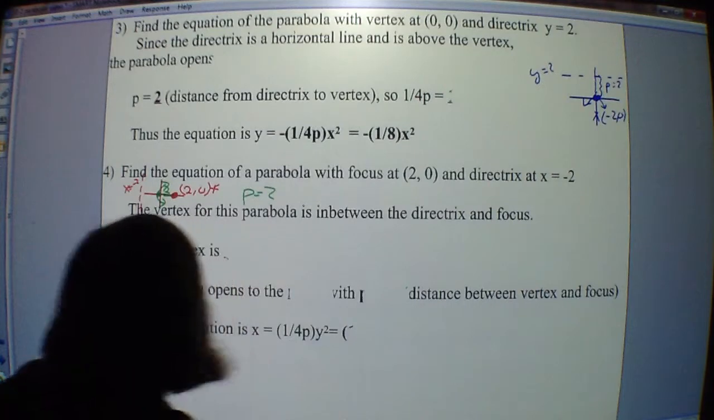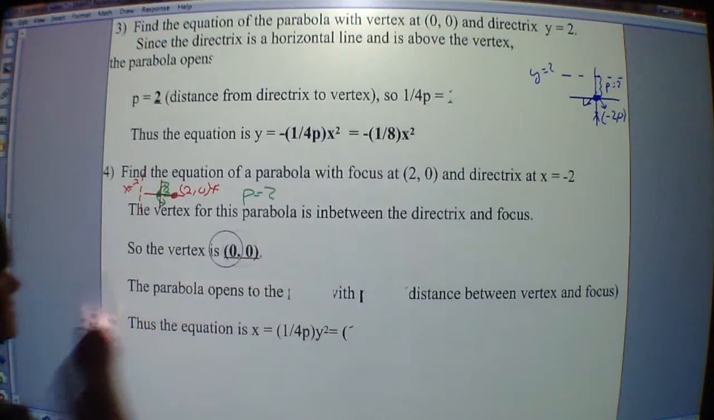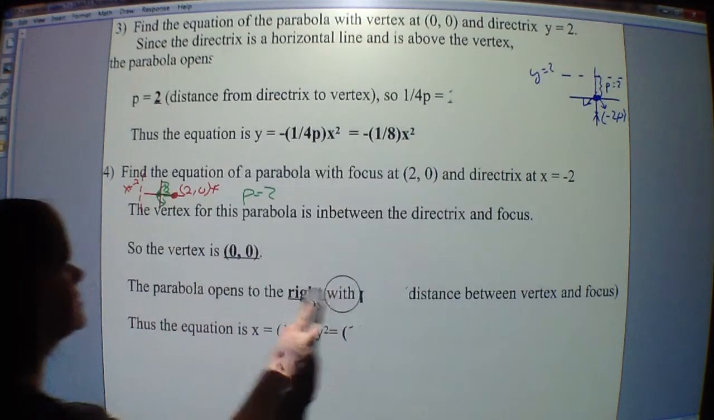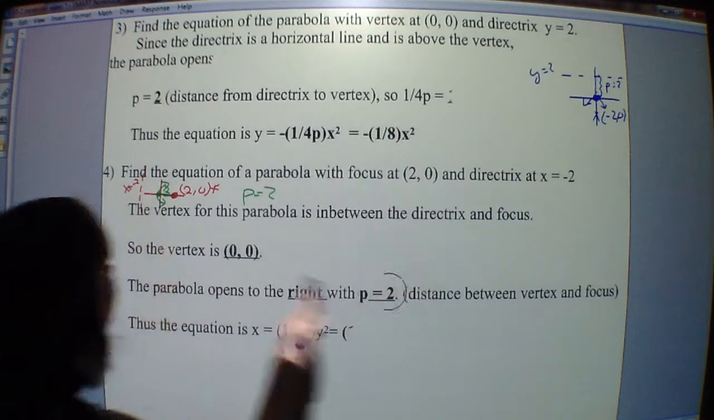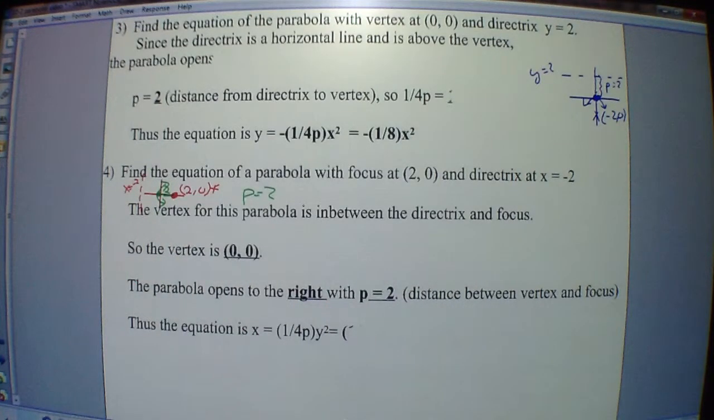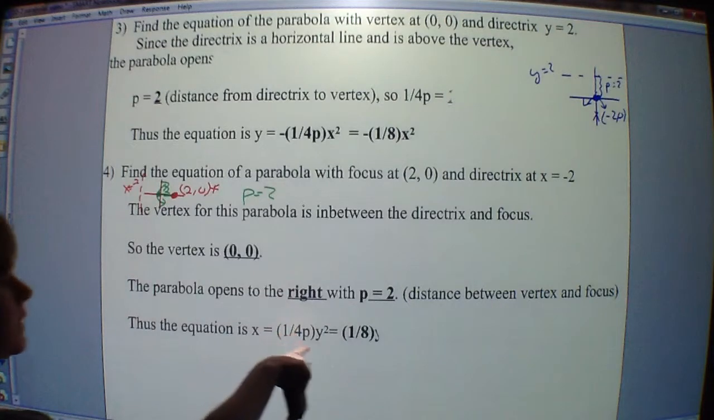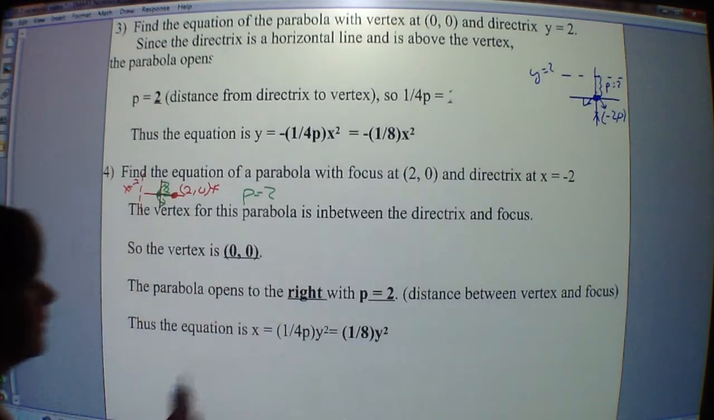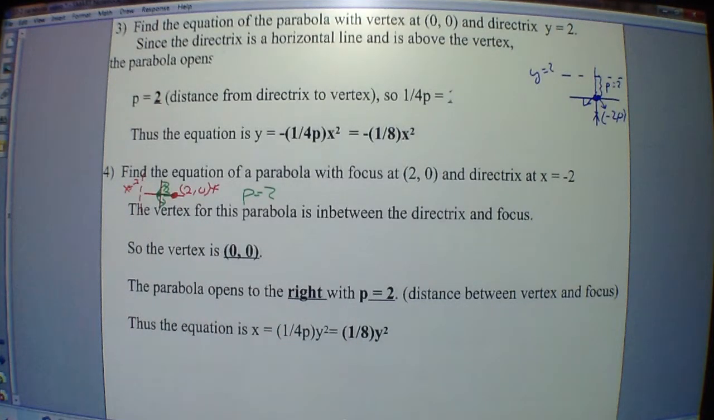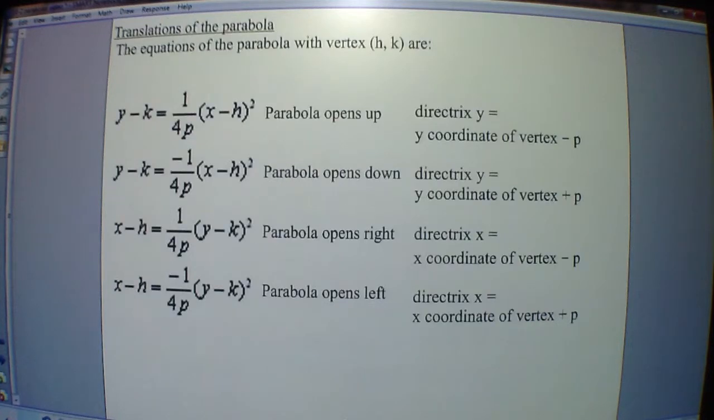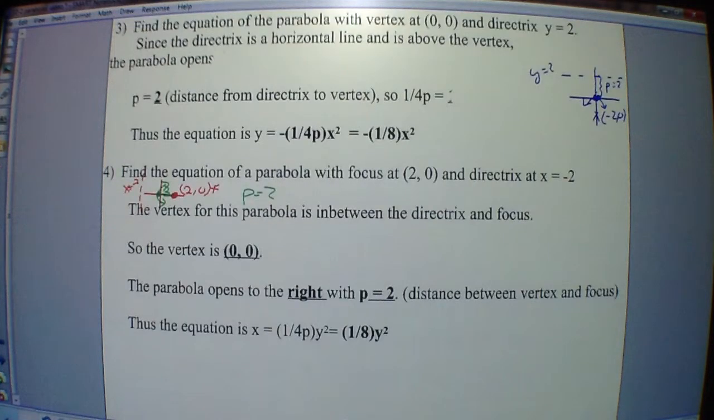So let's erase what I have here now. What I said, the vertex is (0, 0). The parabola opens to the right with p equal to 2. Already there's a distance between the vertex and the focus. So the equation is, since it opens to the right, x = 1 over 4 times 2, y squared. And 4 times 2 is 8, so it's x = 1 over 8 y squared. Opening to the right, positive. I didn't erase that, but I said it.